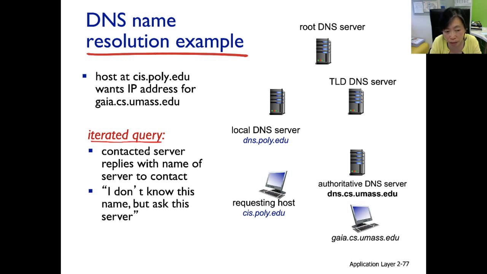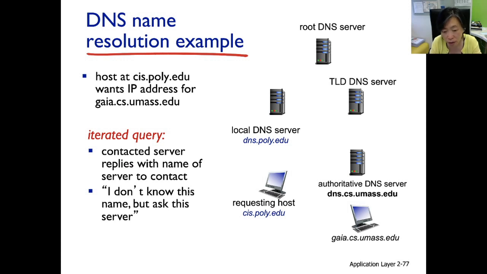It's called iterated querying. So what the local DNS server does is to contact the server in the hierarchy. And the server will reply with something like this: the name of the server to contact, someone who might know a little bit better, but I don't have it. So messages look like this. The root server might say, hey, I don't know about Gaia.cs.umass.edu in particular, but you may ask the top-level domain server for .edu. Someone who knows slightly better than I do. Right? So that's the general idea.